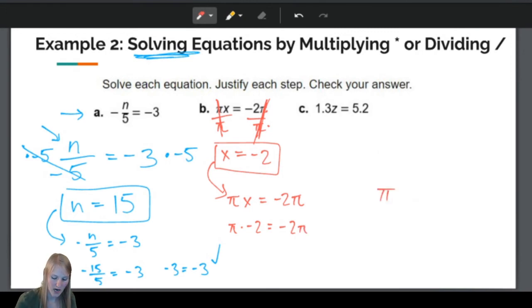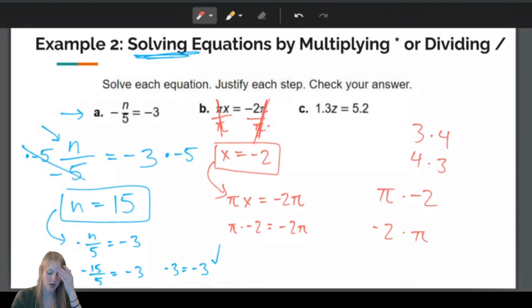Just because the pi comes before the negative 2, remember 3 times 4 is the exact same thing as 4 times 3. So pi times negative 2, that's the exact same thing as negative 2 times pi. I can switch them around and it does not matter.